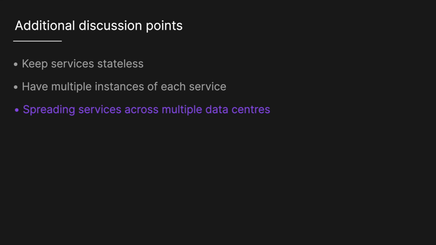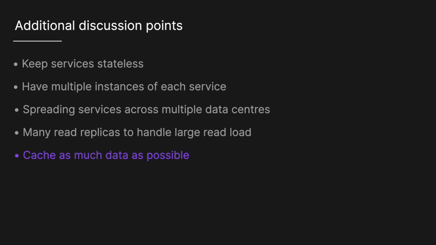We'd also want to spread our services across multiple data centers. This means that if we've got a global app, all our users can have low latency rather than only those in a specific geographic region. We should also probably have many read replicas of most of our databases to handle the large read load that we're dealing with, and so maybe discuss the leader-follower approach. Similarly, we would probably want to cache as much data as possible to make it performant. But then again, we're also going to have to define cache expiration policies and whatnot. So that's again a really important topic to cover.